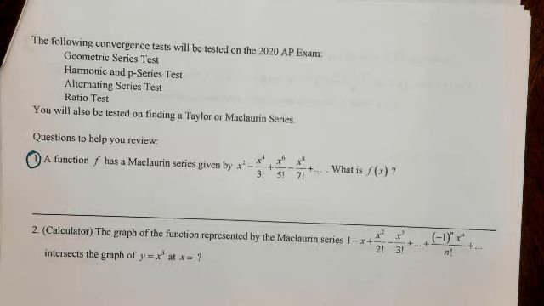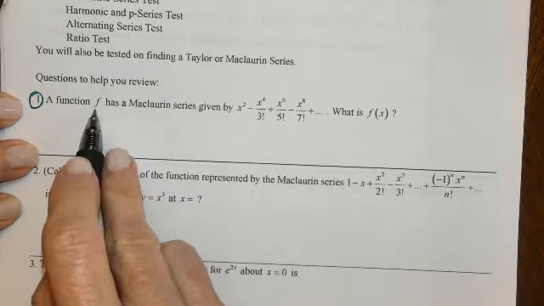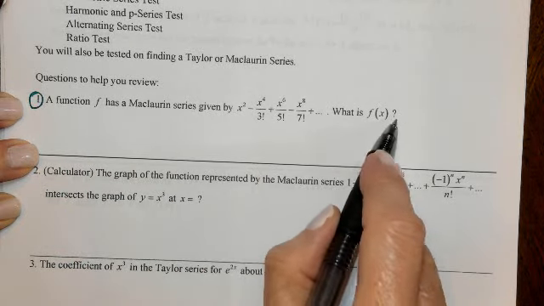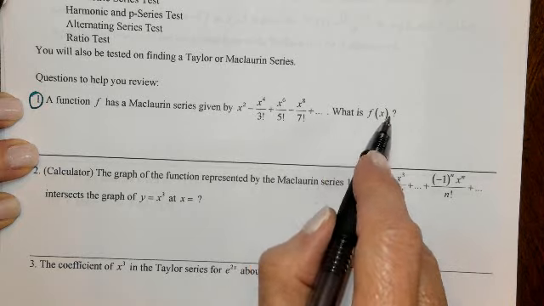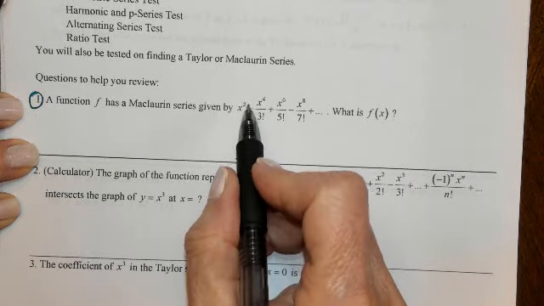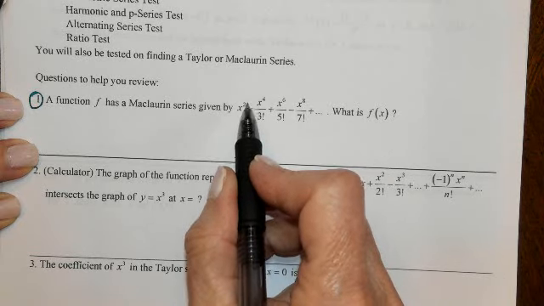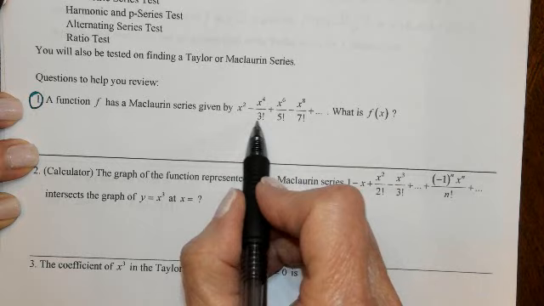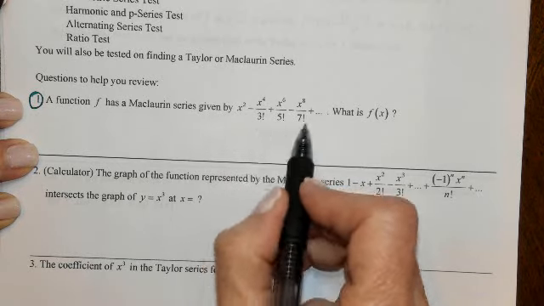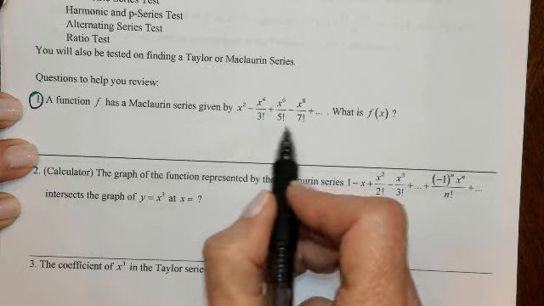So I'm just going to do a few of these with you, beginning with number 1. It says function f has a Maclaurin series given by this. This is the Maclaurin series. What is f of x? So when you're determining what f of x is, look at the denominators. Avoid choosing an f of x based on the numerator at the beginning, okay? Look at the denominator. The factorials are hard to mess with, so just look at the denominators. These are all the odd factorials, and we know those are the ones for sine.